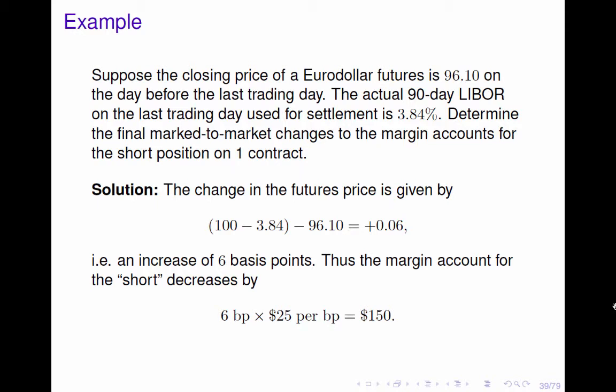Since the actual 90-day LIBOR used for settlement is 3.84% on the last trading day, the futures price at expiration is given by 100 minus 3.84. Comparing with the closing price on the previous day, there is an increase of 6 basis points. Thus, the margin account for the short position will decrease by 6 times $25 per basis point, which is equal to $150.